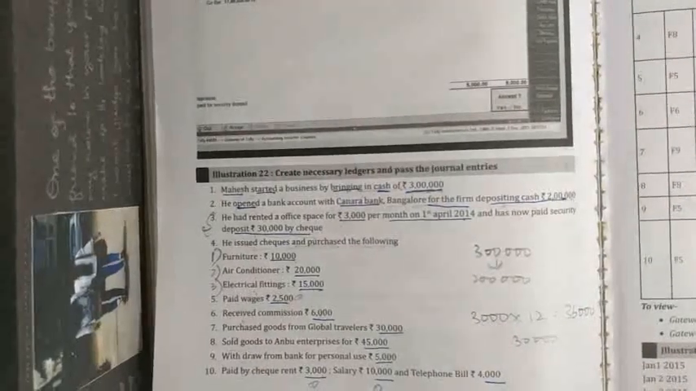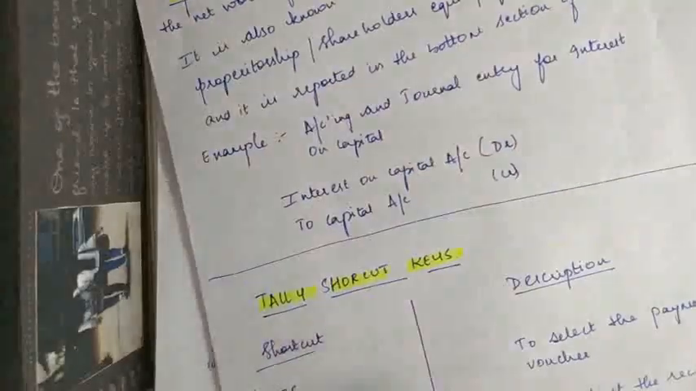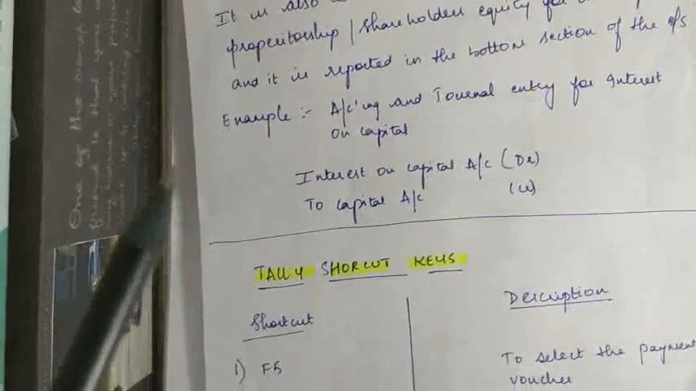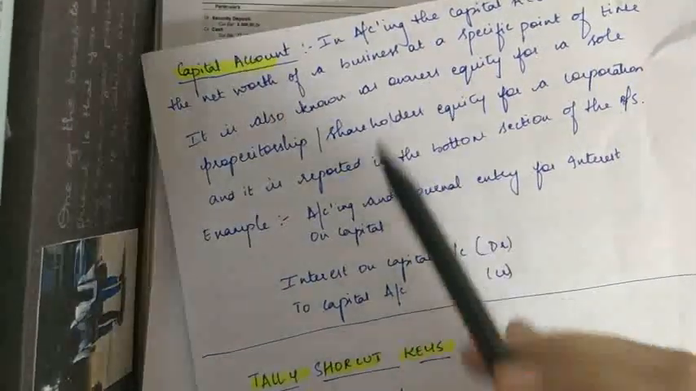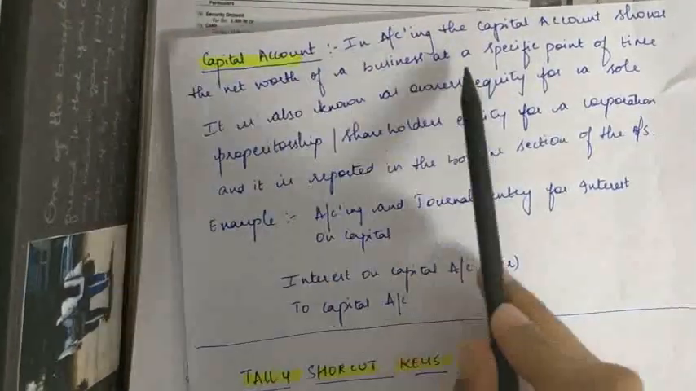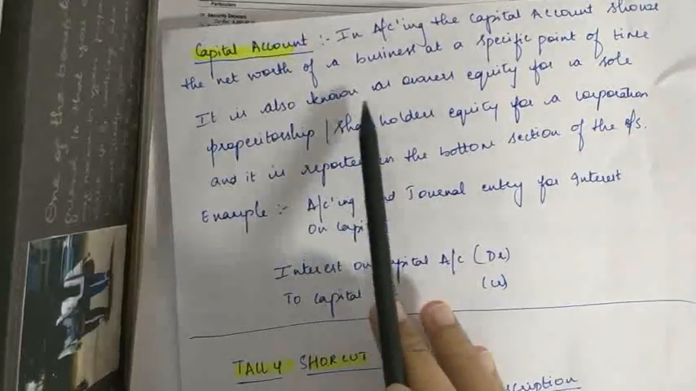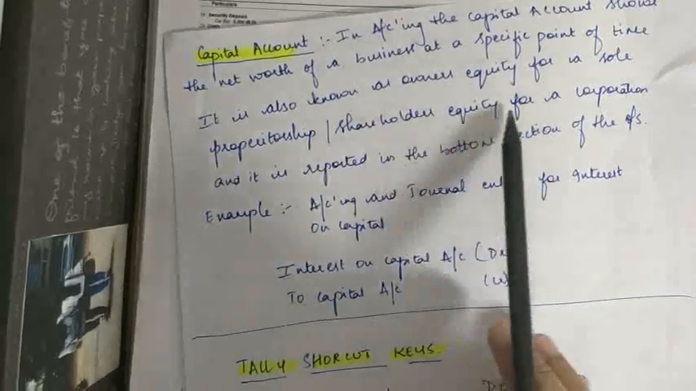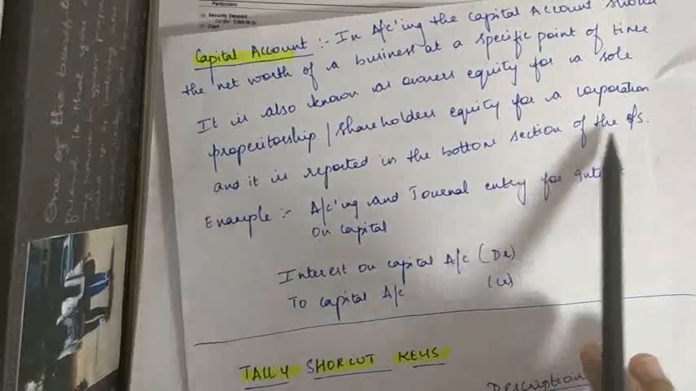Before looking into the solution, you should know what a capital account is. I've sent you the written notes of theory. Now you need to know what a capital account is. In accounting, the capital account shows the net worth of a business at a specific point of time. This capital account is also known as the owner's equity for a sole proprietorship or shareholders' equity for a corporation, and is reported in the bottom section of the balance sheet.